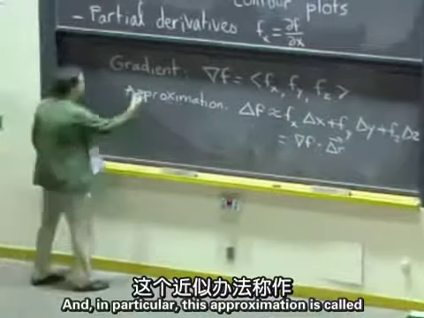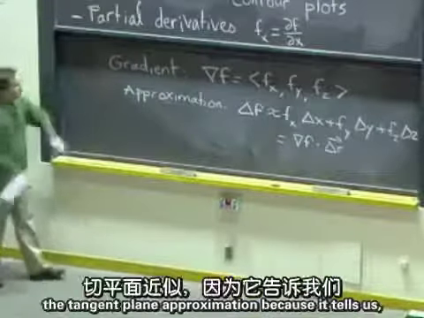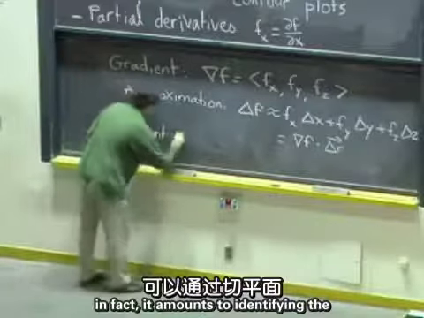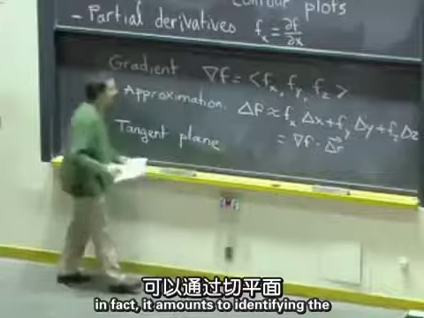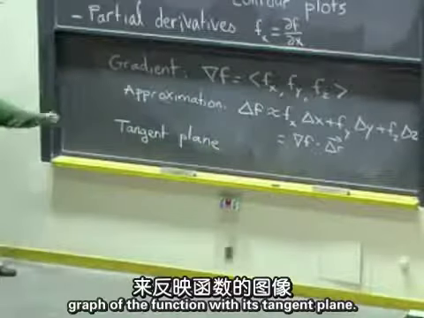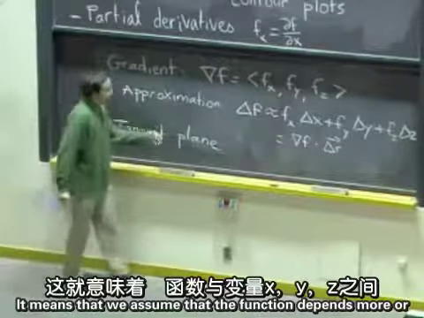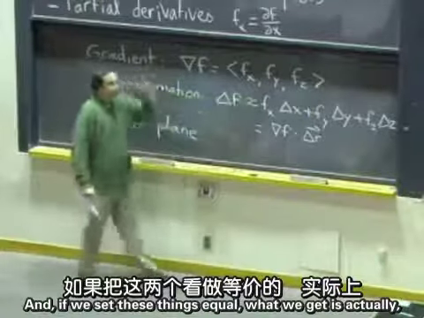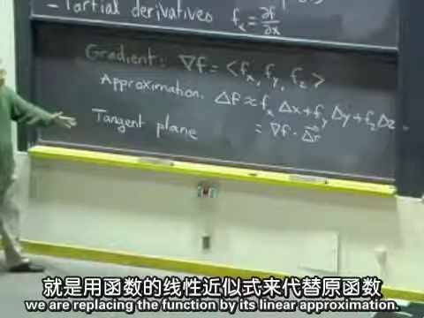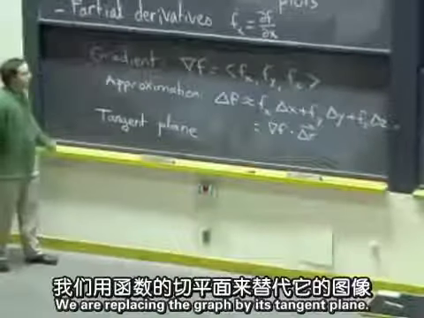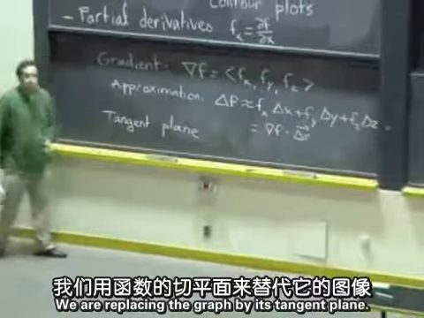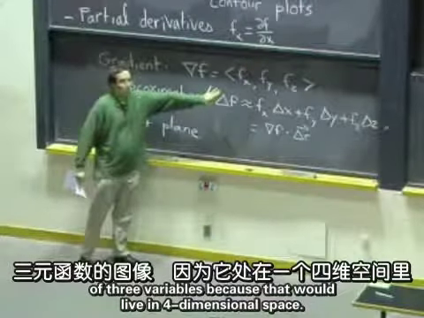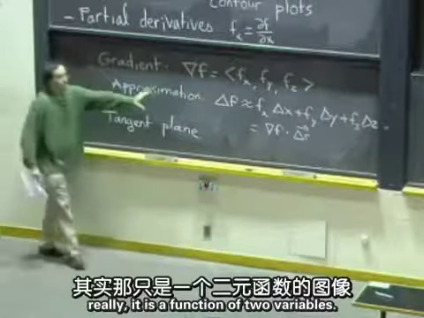And in particular, this approximation is called the tangent plane approximation because it amounts to identifying the graph of a function with its tangent plane. It means that we assume that the function depends more or less linearly on x, y, z, and if we set these things equal, we are replacing the function by its linear approximation, we're replacing the graph by its tangent plane. Except, of course, we haven't seen the graph of a function of 3 variables because that would live in 4-dimensional space. So when we think of the graph, that's really with a function of 2 variables.